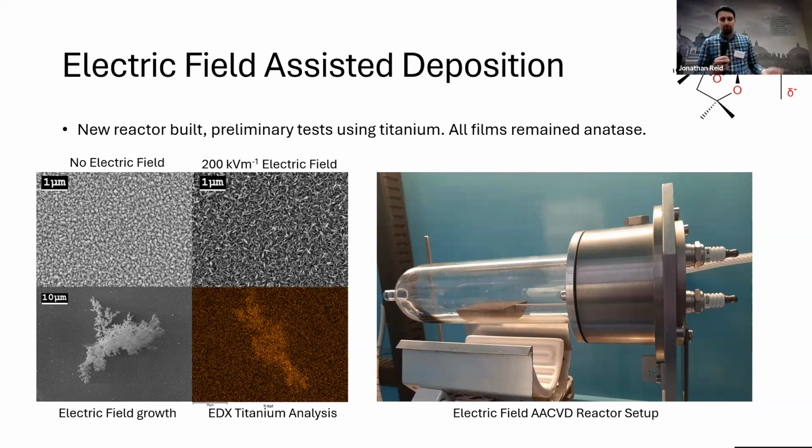I've applied this field. Provisionally, I've only done a brief analysis so far across my substrates and found that while the thin films do remain anatase in overall morphology, they do seem to be slightly sharpened by applying the electric field so far.